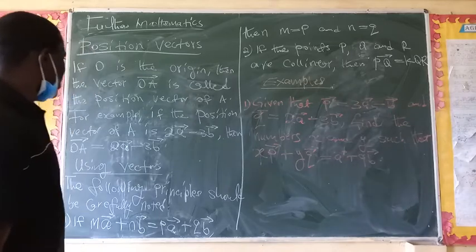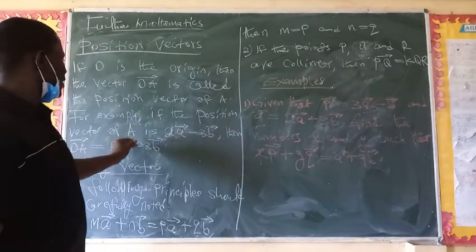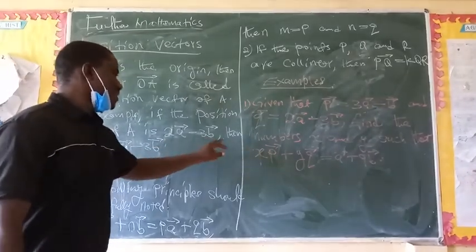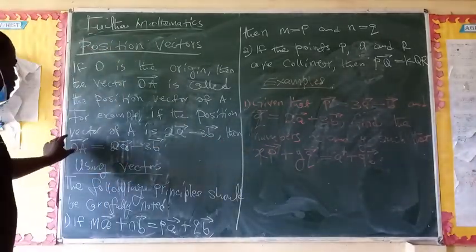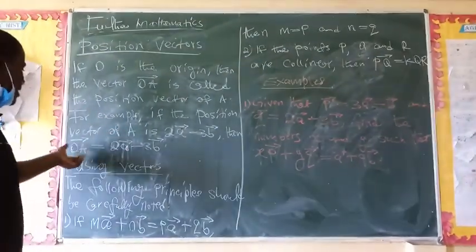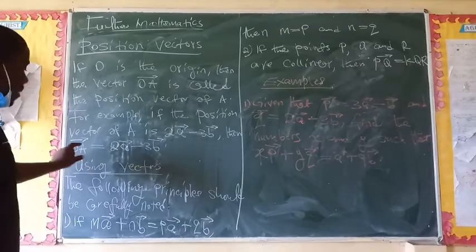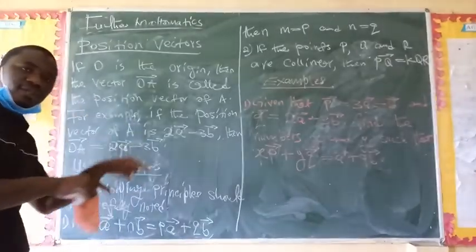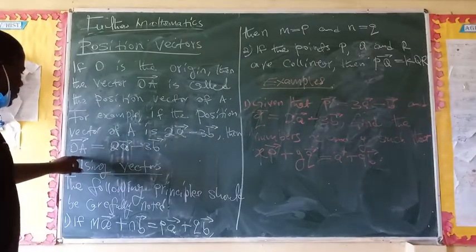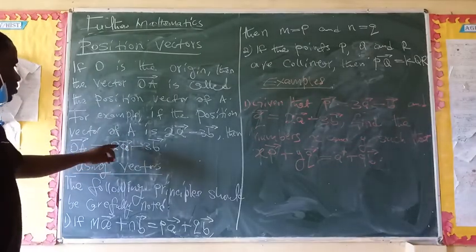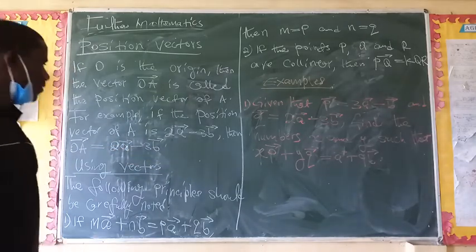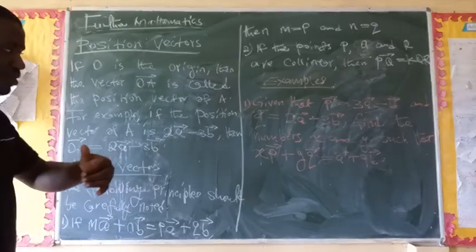Okay. For example, if the position vector of A is 2A minus 3B, then, O being the origin, that's telling you that it's a position vector. Now, I'm positioning it with respect to the point O, the origin O. So, OA now is equal to 2 vector A minus 3 vector B. That's how I can now write A, right? We're going to see more questions with respect to that.